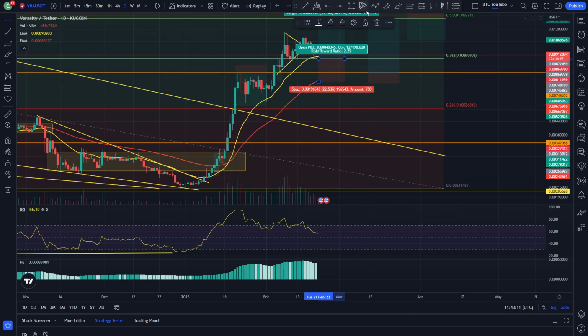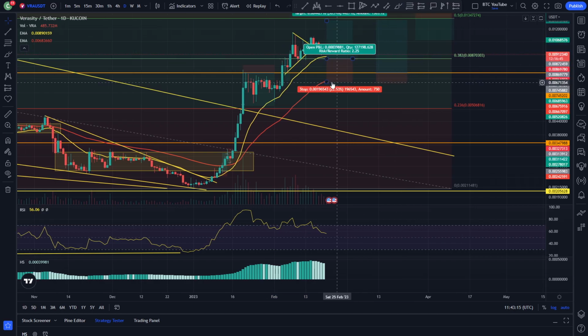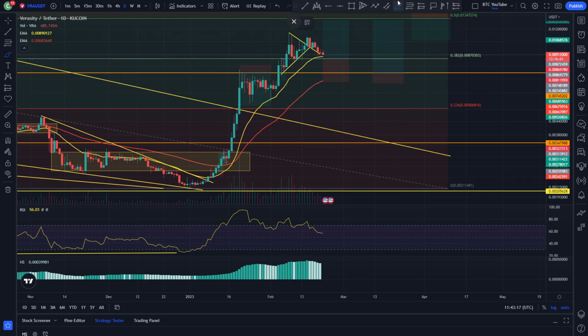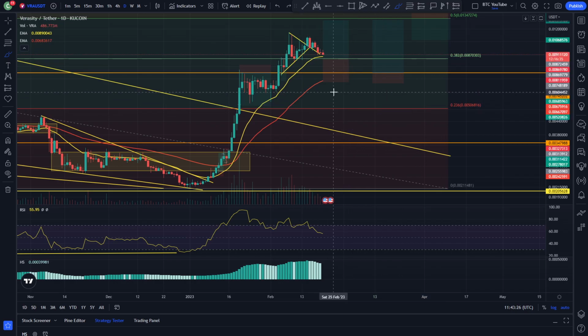I wouldn't have my stop loss too tight because I am looking to add, compound a long position for Verasity here, and I do think we could probably see a deeper retracement back into this area, maybe even all the way down to that 0.23 area here, depending on how much we continue to the downside. So I'm going to add a long position here, only a small one for Verasity, and I will scale in depending on how far down we do retrace.